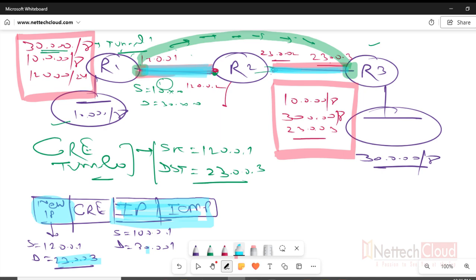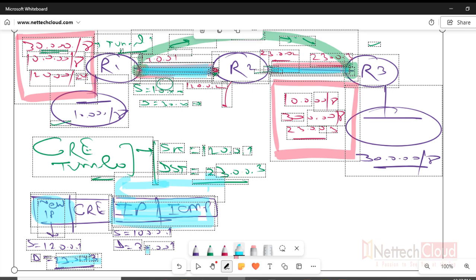And that's what tunneling or encapsulation is. So tunneling means adding an extra header, right? The original packet is tunneled. So I hope you understand what tunneling or a GRE tunnel is. So it's one of the examples of VPN.